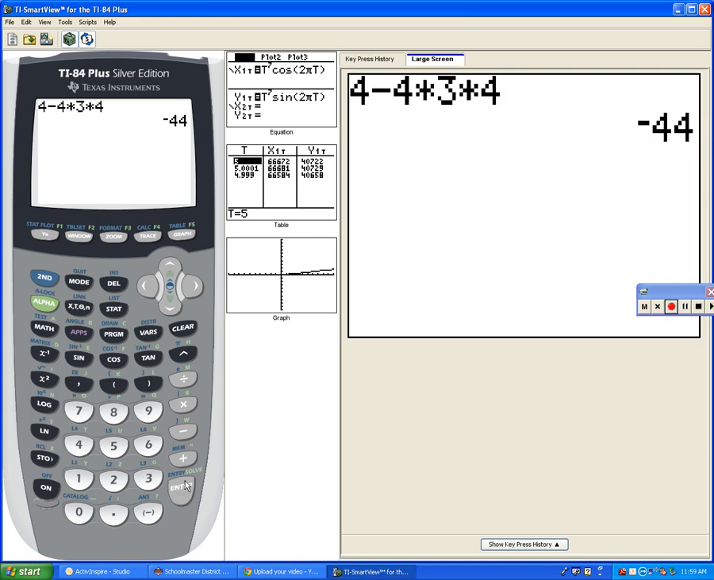Okay, so now let's again do the stuff underneath the square root first. So you can go 4 minus 4 times 3 times 4. Okay, and something crazy happens. I come up with a negative number, and when I try to take the square root of that negative number, it gives me an error.